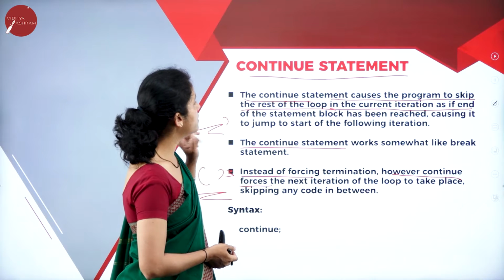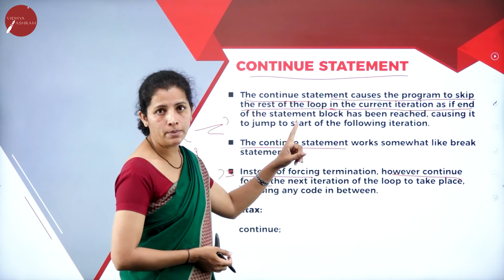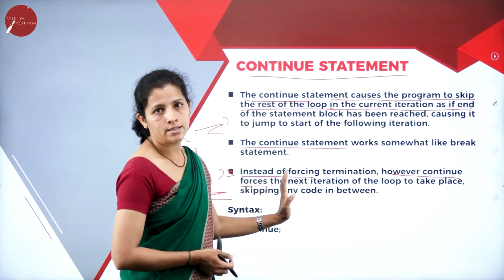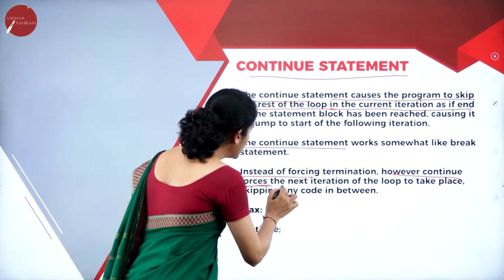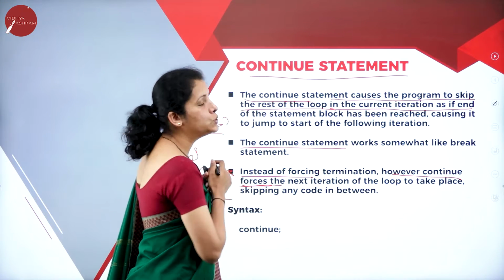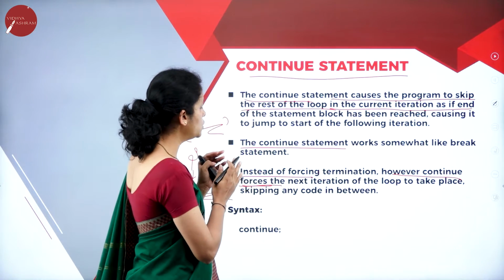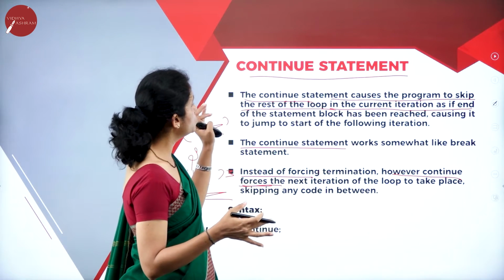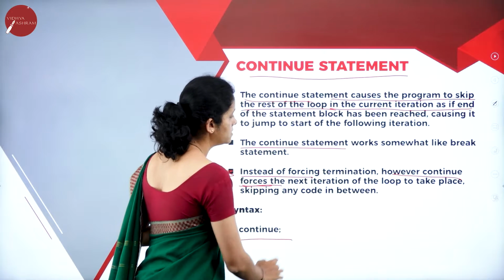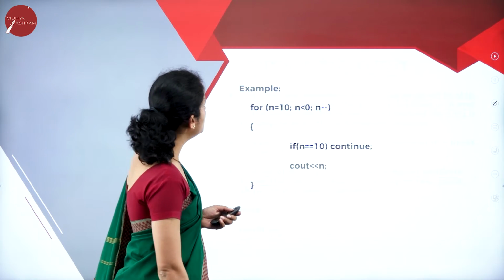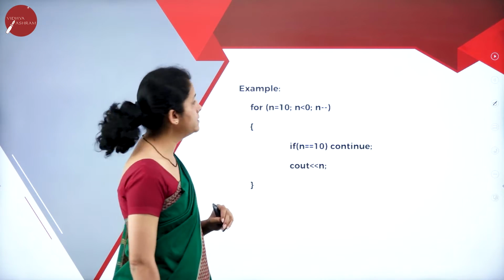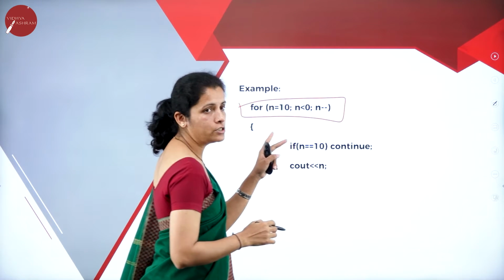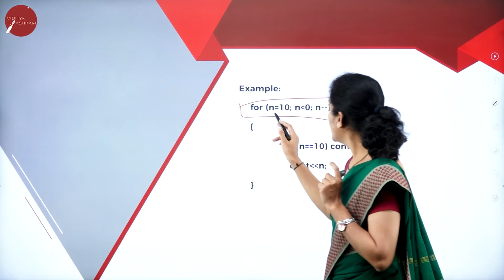See the difference here? If I use the continue statement in my program, it skips one iteration. Suppose I want to skip the next iteration; at that time I'm going to use the continue statement, and this is the syntax. Let me explain a simple example here. This is the condition. So here n is 10.